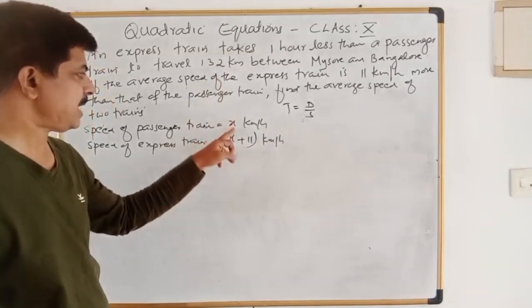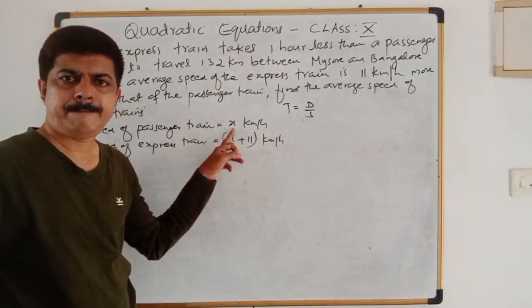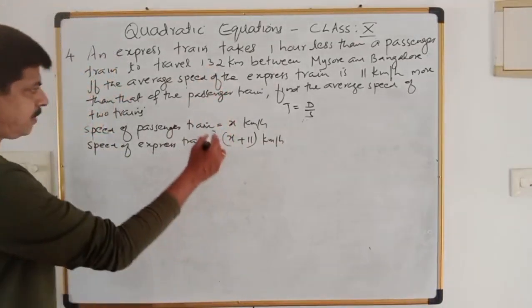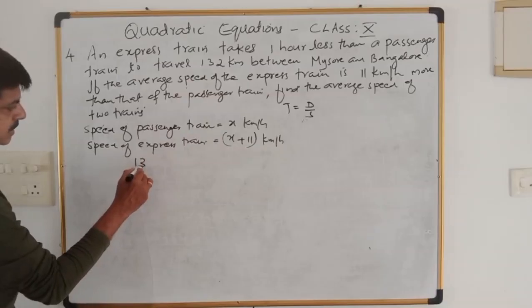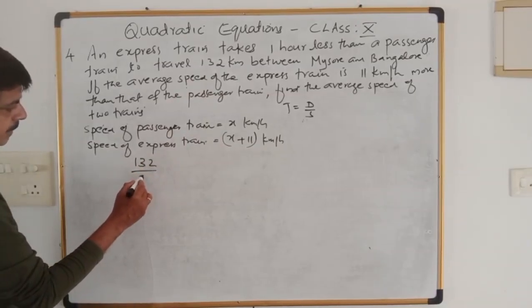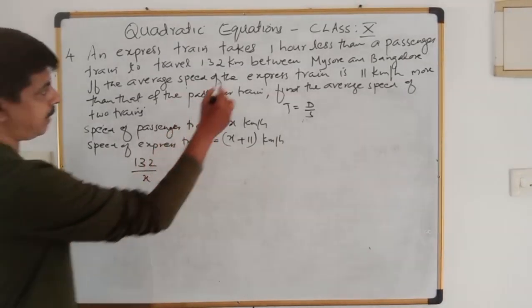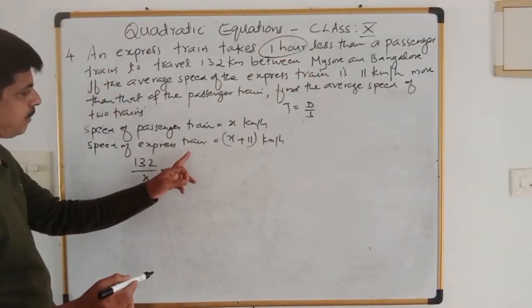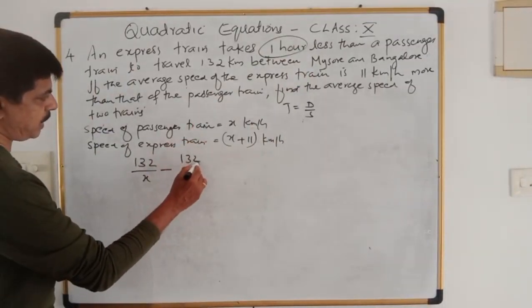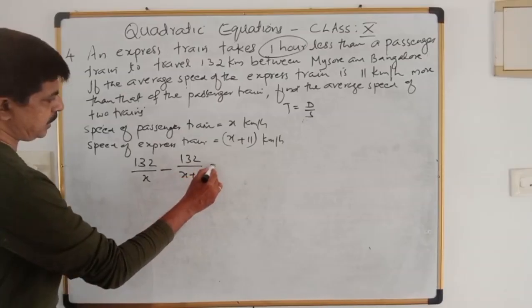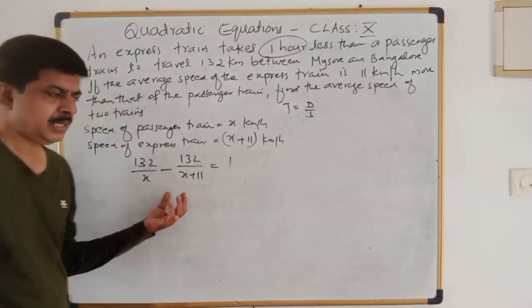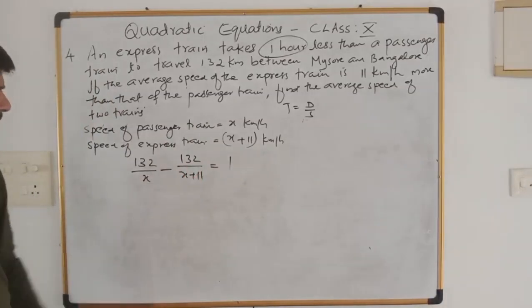I think the passenger train will take more time, according to the question. So the first time will be written for the passenger train. This is the time taken by the passenger train. But their time difference is 1 hour. Okay, so what is the time of the express train? Distance by speed is equal to the time difference. The time difference of both trains is given as 1 hour.